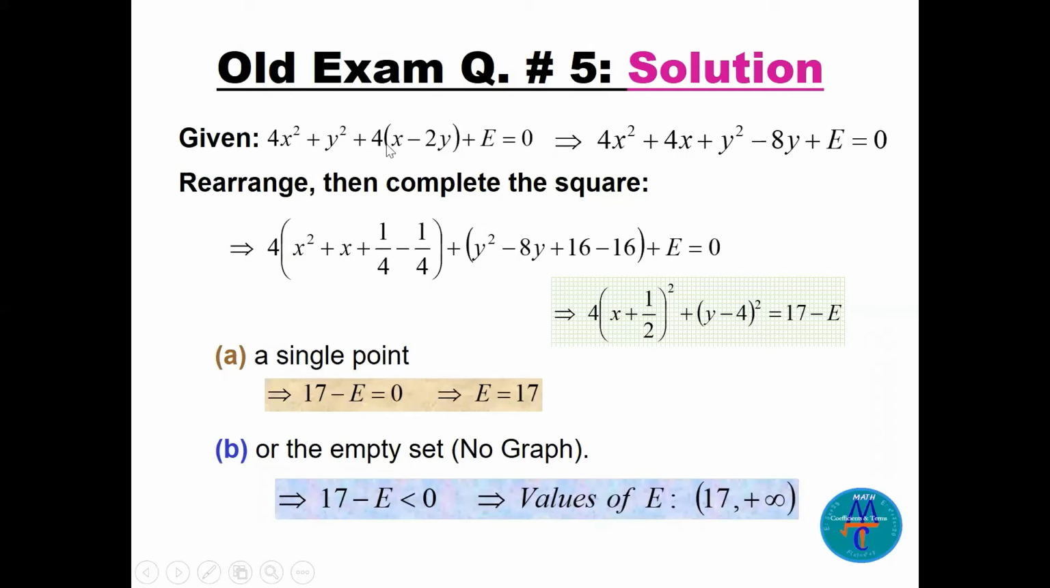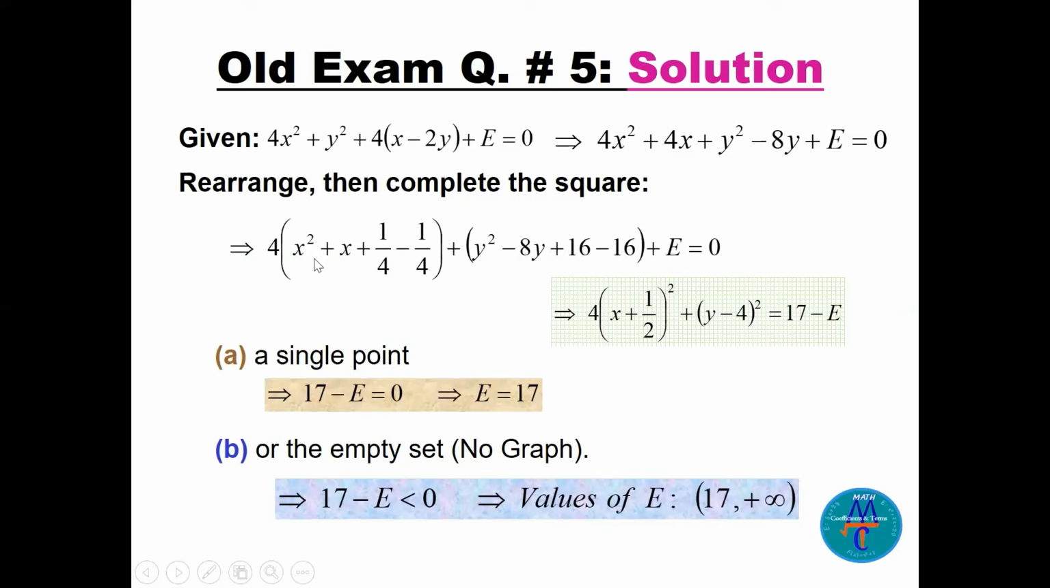Let's rearrange it here. Multiply 4x minus 8y. Let's complete the square on the x and the y. Take 4 as a common factor in the x only. So x squared plus x. The coefficient of x is 1. Divide by 2, half. Square it. You add 1 over 4, subtract 1 over 4. For y squared, the coefficient of y squared is already 1. So minus 8 divided by 2 is minus 4. Square it. You add 16, subtract 16.